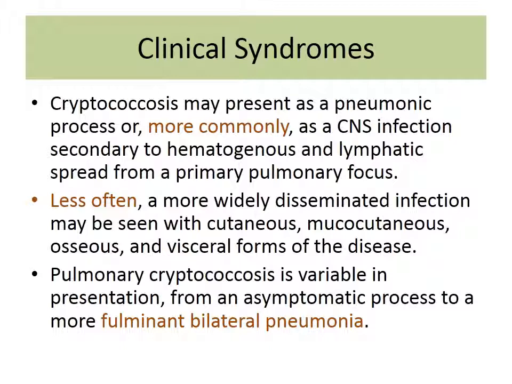As far as pulmonary cryptococcosis is concerned, the typical presentation ranges from an asymptomatic process all the way to a fulminant bilateral pneumonia. So you can see no infection at all, where you remain asymptomatic, and on the other end of the spectrum, you may have a fulminant, full bilateral pneumonia involving both lungs.